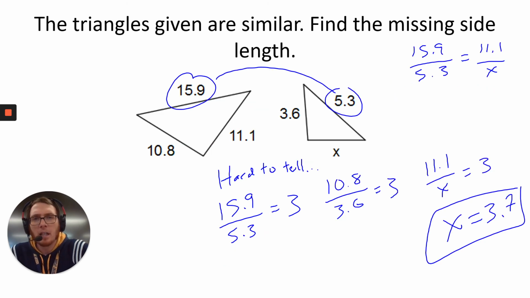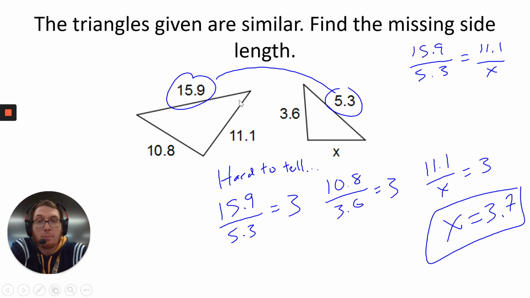Okay, this next one is a little bit hard to tell what numbers go together. I think the obvious ones that go together are this 15.9 and 5.3 because they look like the longest side across from what looks to be an obtuse angle. So for this question, I'm going to match these two up and take 15.9 divided by 5.3, and that's 3. And to figure out which other ones go together, if you take 10.8 divided by 3.6, it's also 3, which means those two have to go together, which means x goes with the 11.1.